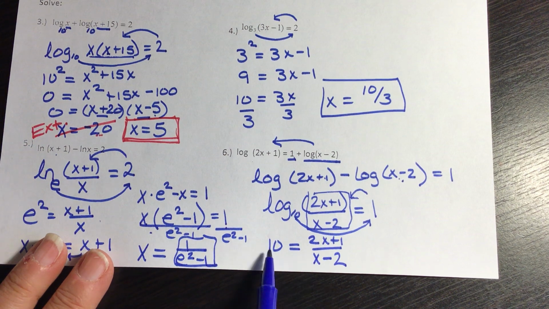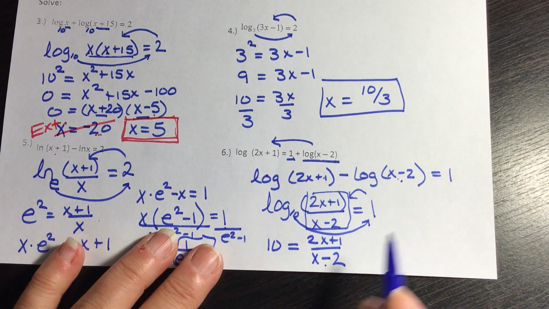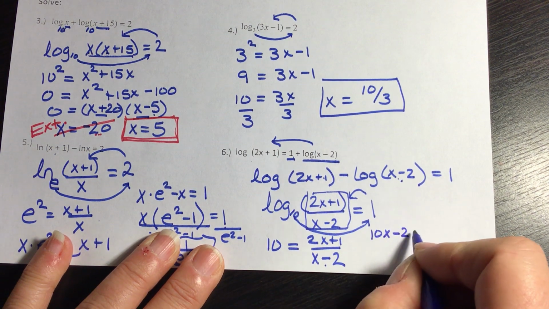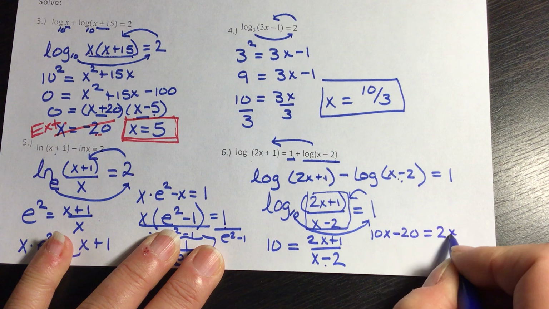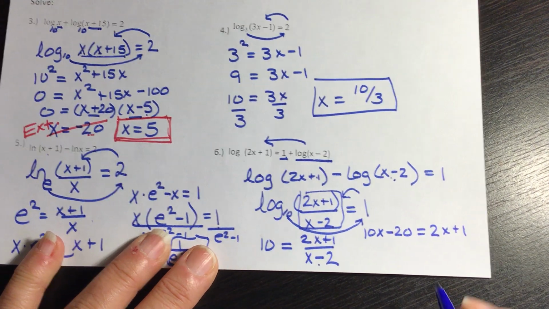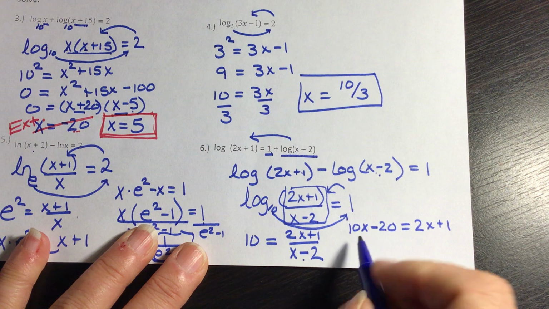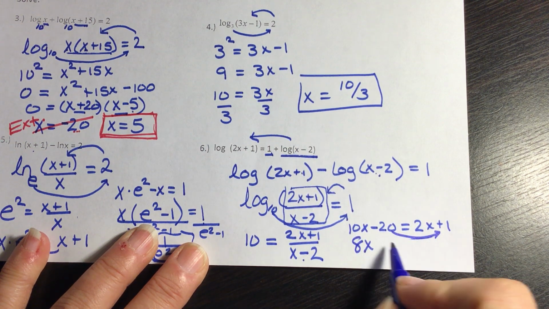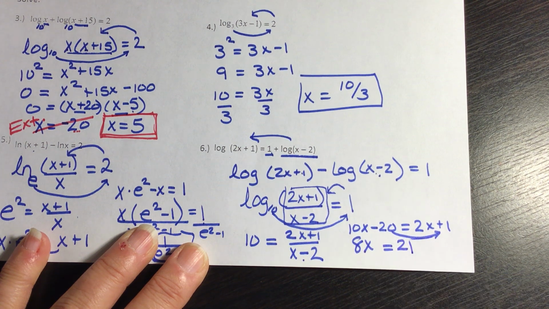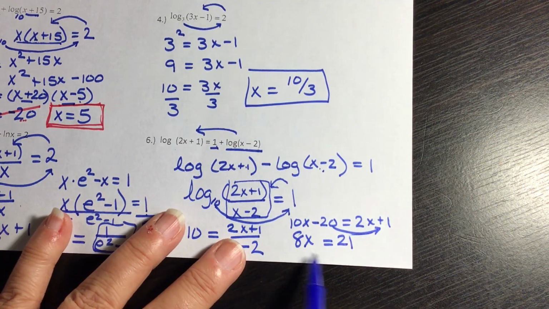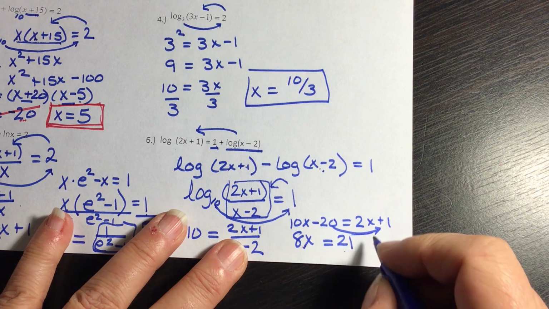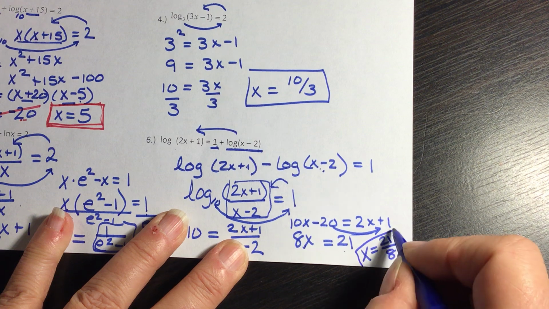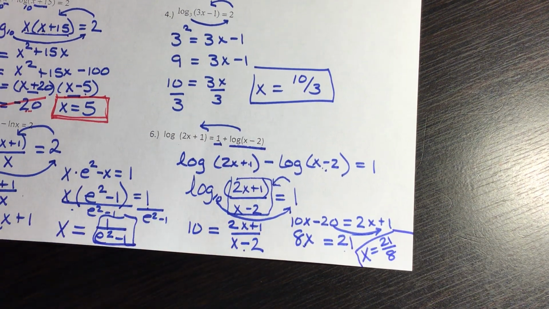I'll multiply both sides by x minus 2. So I have 10x minus 20 equals 2x plus 1. If I subtract 2x, I'm going to get 8x, and I'm going to add 20 to this side, and that will equal 21. And x will equal, if I divide both sides by 8, 21 over 8. Sorry, that's squeezed in there a little bit.